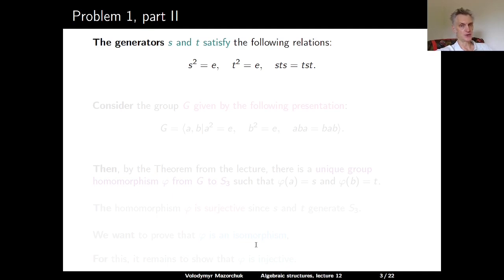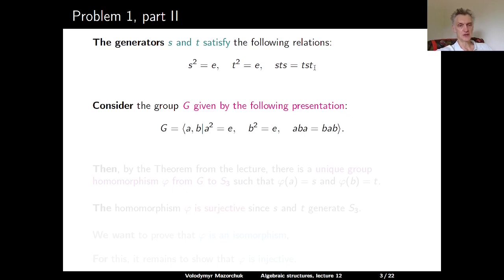So first of all, they both are transpositions, so they square to the identity. So S squared is equal to the identity, T squared is equal to the identity, and we also computed that STS is equal to TST. That's the common value of this: a transposition of 1 and 3.